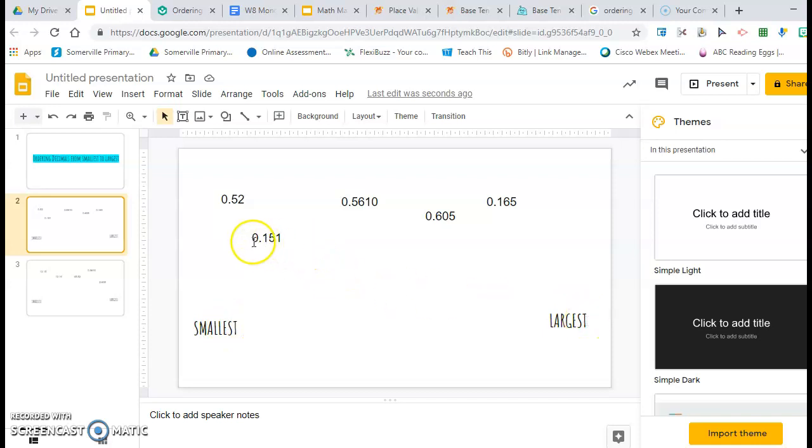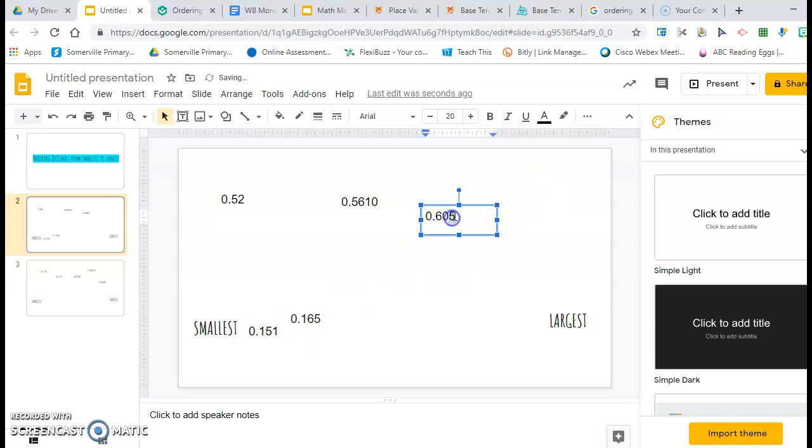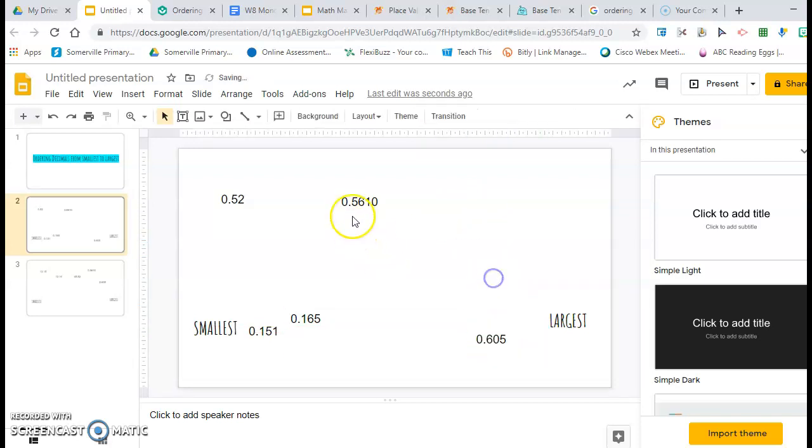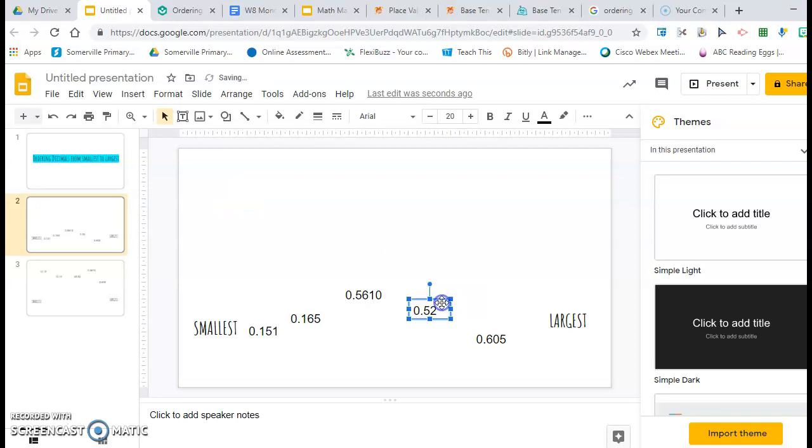Alright, so we can see in our ones column, which is directly to the left, are all zeros. So we don't have to worry about the ones column. So we're going to look at our tenths column, which you can see is directly after our decimal point to the right. So I'm just going to roughly put them in order. This one has 1/10, so I know that's pretty small. This one has 1/10, so that's pretty small as well. This one has 6/10, so I'm going to put that over here because it's on more the larger scale. And this one has 5/10, and this one has 5/10 as well. So I've roughly put them in order.